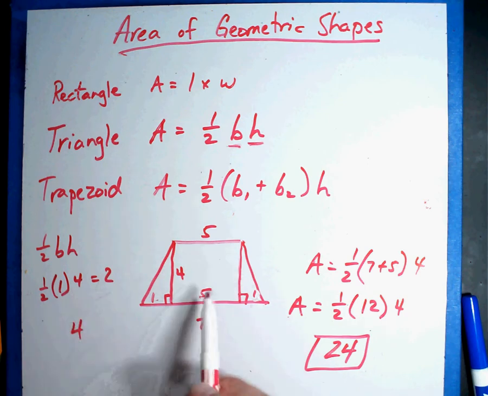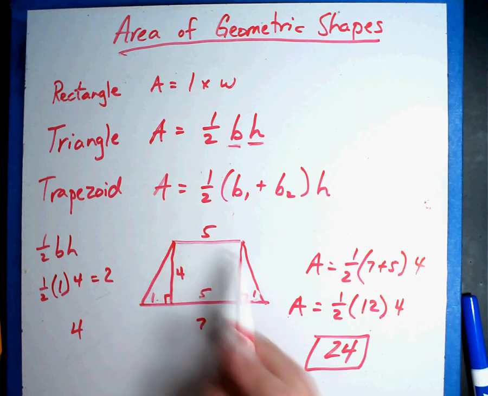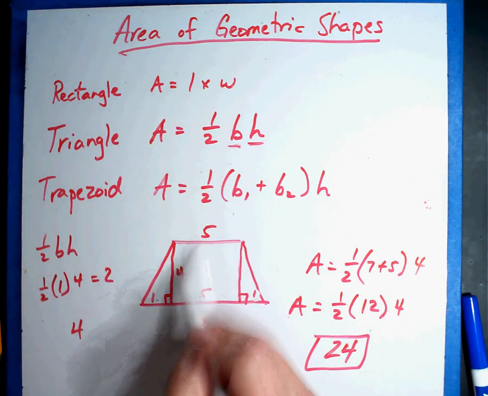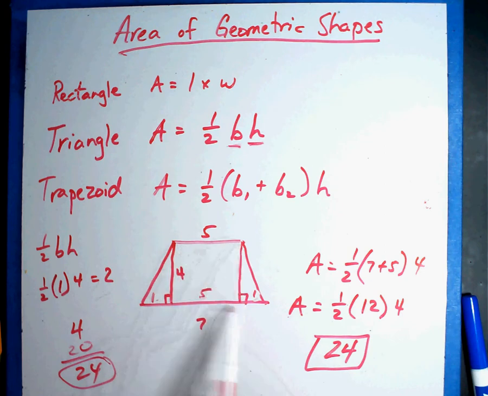And then if I want to do this square, the area of a square is side squared, or actually it's just length times width, just like a rectangle. 5 times 4 is 20. 24 is my grand total. So I can get the same answer if I realize that this is a square with 2 triangles.